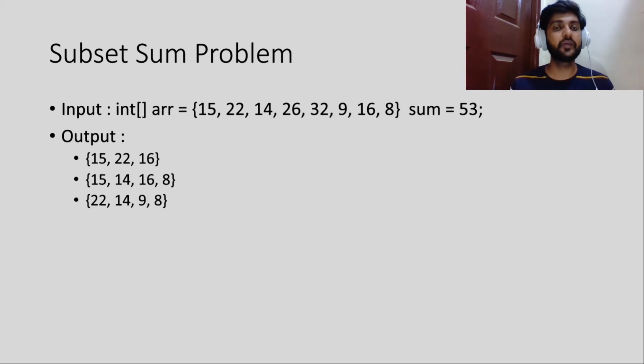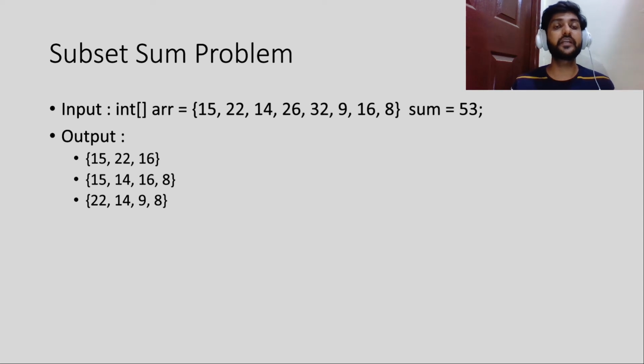That array will have integers. Now we have one sum as the input. In this example, it is 53. You need to print all the subsets whose sum is the same as the given sum. Let's say a subset is a set of elements, which can be from anywhere in the array. That means they need not be contiguous. They can be contiguous, they cannot be contiguous, it depends.